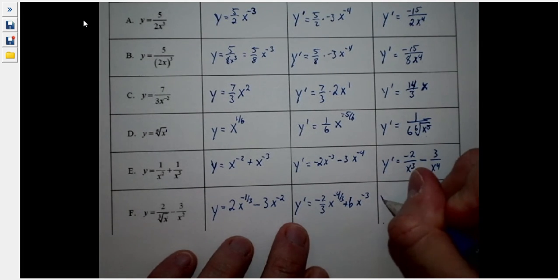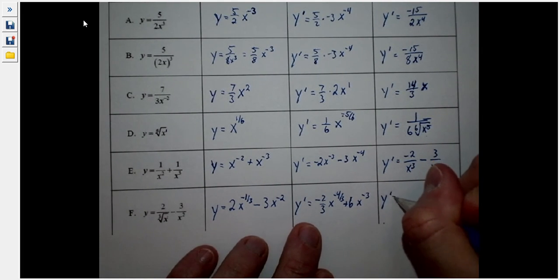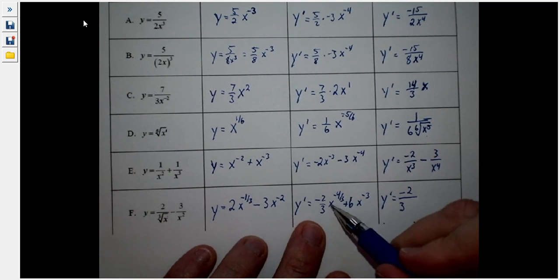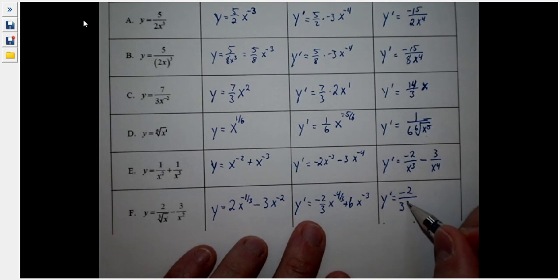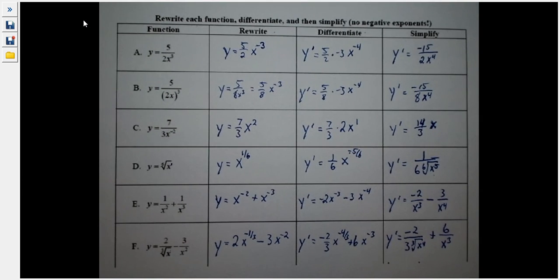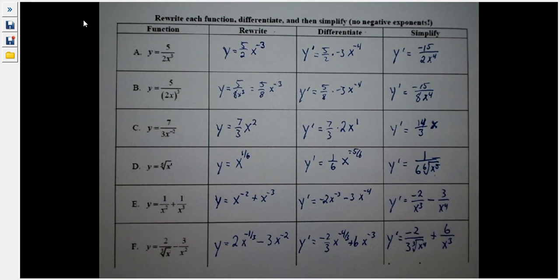And again, now we simplify. So y prime, we get negative 2 over 3. The negative moves the x to the bottom, and then this is the cube root of x to the 4th, plus 6 over x cubed. And again, we're doing the same 4 steps over and over again. Function, rewrite, differentiate, and then simplify.